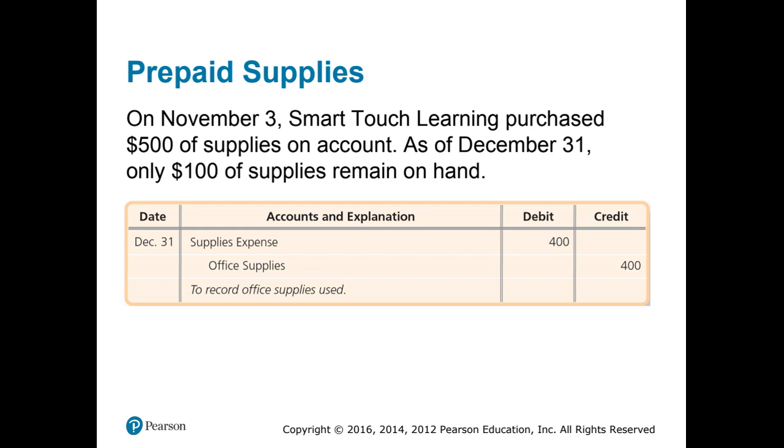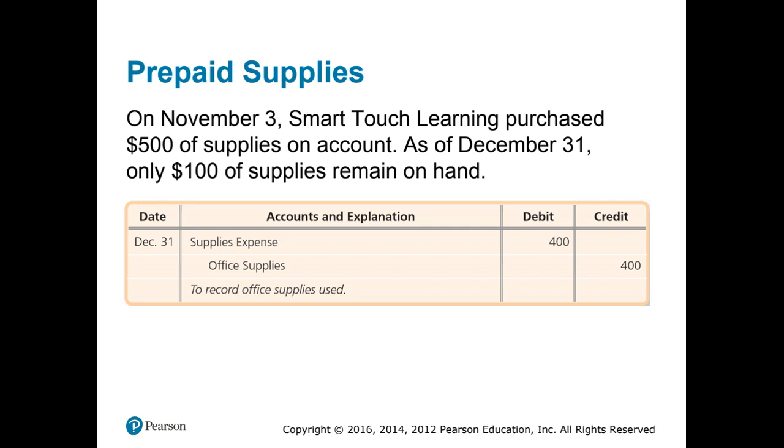To measure the supplies expense, the business first counts the office supplies on hand at the end of December. This is the amount of the assets still owned by the business. Assume that office supplies costing $100 remain on December 31st. Then the business uses the office supplies T account to determine the value of the supplies that were used. So in our book on page 125, we see the office supplies T account. We have a debit of $500 from November 3rd, where we had $500 in office supplies.